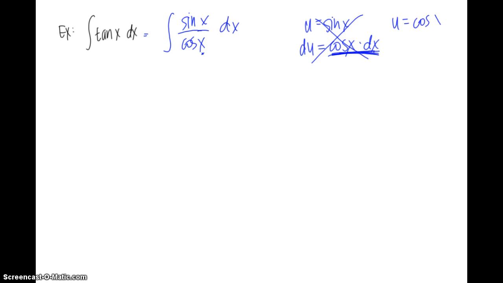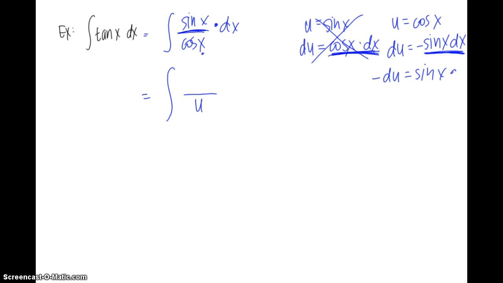If you try the other one, the reason why I like u being cosine x is because the derivative of u with respect to x, multiplying again both sides by dx, I get negative sine x dx. Now, the product of negative sine x dx exists here. So what does that give me? Well, I substituted cosine x for u, so negative du is equal to sine x dx. Sine x dx will be negative du.